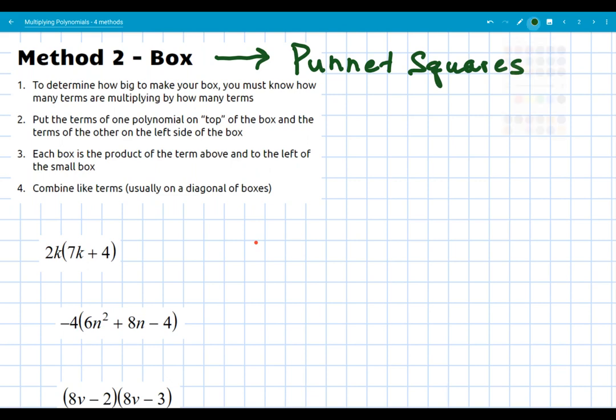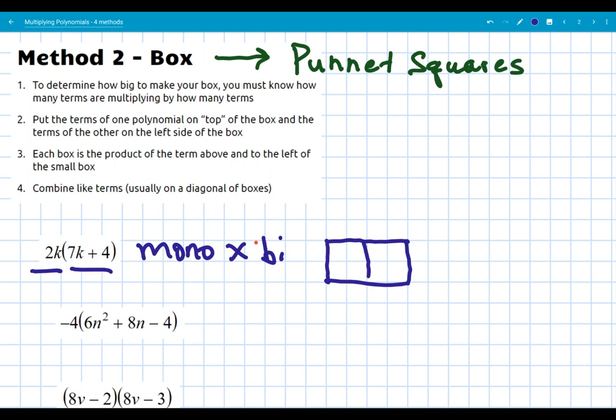So step one. Step one says to determine how big to make your box, you must know how many terms are multiplying by how many terms. Well, the easiest one here, I've got a monomial times a binomial. Mono and a bi. So that means I'm going to make my box 1 tall and 2 wide. I'll put the 2k here, 7k, and the 4. The 4 is positive, so I don't have to put the plus sign. I just leave it as a positive 4.